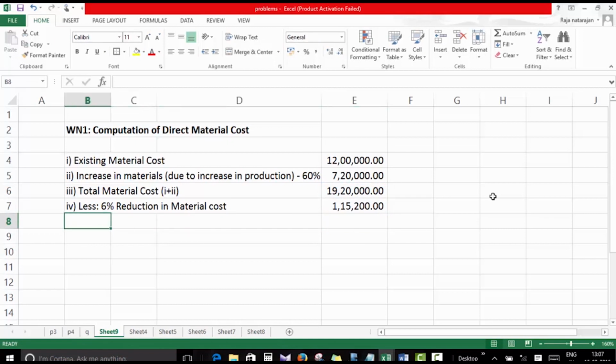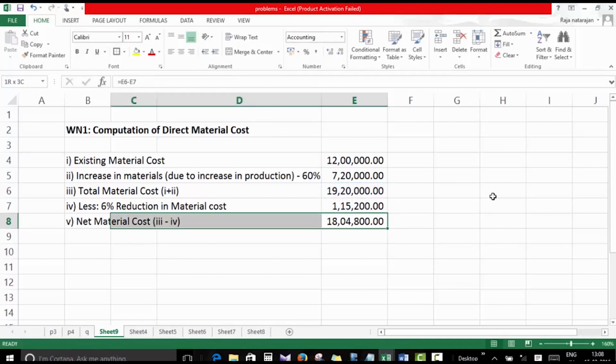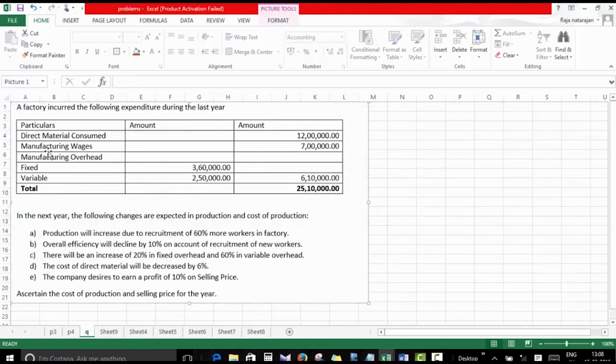So your net material cost, okay, item 5, net material cost, which is 3 minus 4, how much? 19 lakh 20,000 minus 1 lakh 15,200, it works out to 18 lakh 4,800. So this is your material cost. Okay. Similarly, we should also find out the labor cost. What's your present labor cost? 7 lakh. And what are the information you have?